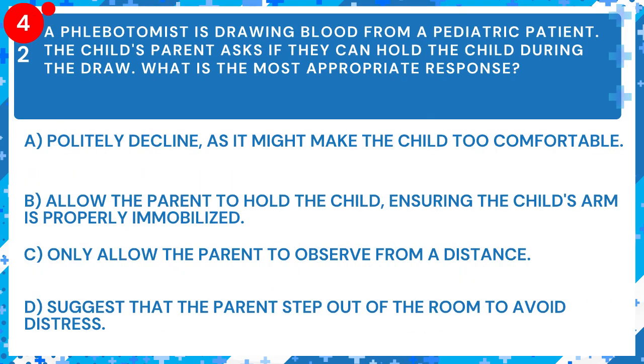Question 42. A phlebotomist is drawing blood from a pediatric patient. The child's parent asks if they can hold the child during the draw. What is the most appropriate response? A. Politely decline, as it might make the child too comfortable. B. Allow the parent to hold the child, ensuring the child's arm is properly immobilized. C. Only allow the parent to observe from a distance. D. Suggest that the parent step out of the room to avoid distress.